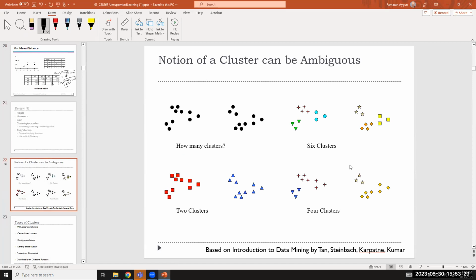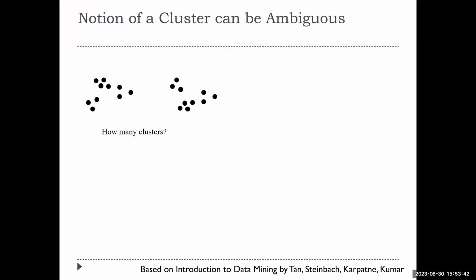So the next part is I'm getting into clustering now. The notion of a cluster can be ambiguous. So maybe what I should do is ask, how many clusters, in your opinion? 6? 2? Yeah.